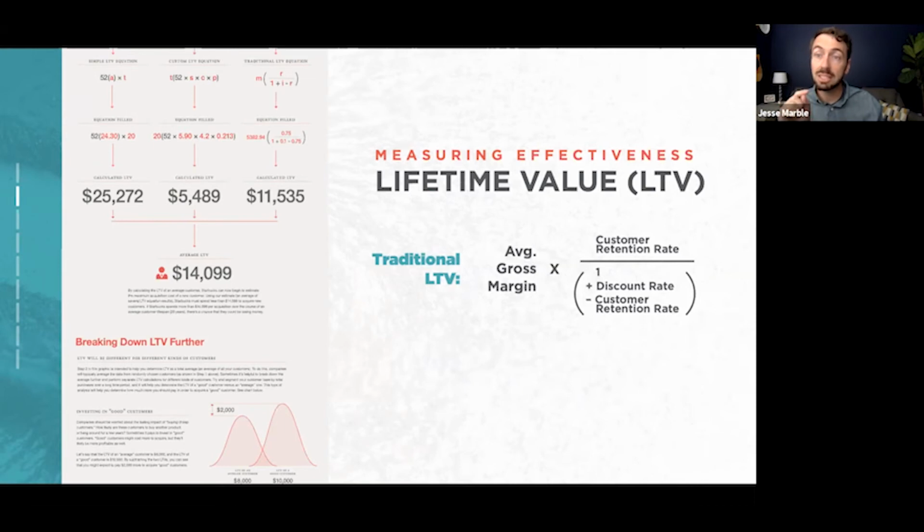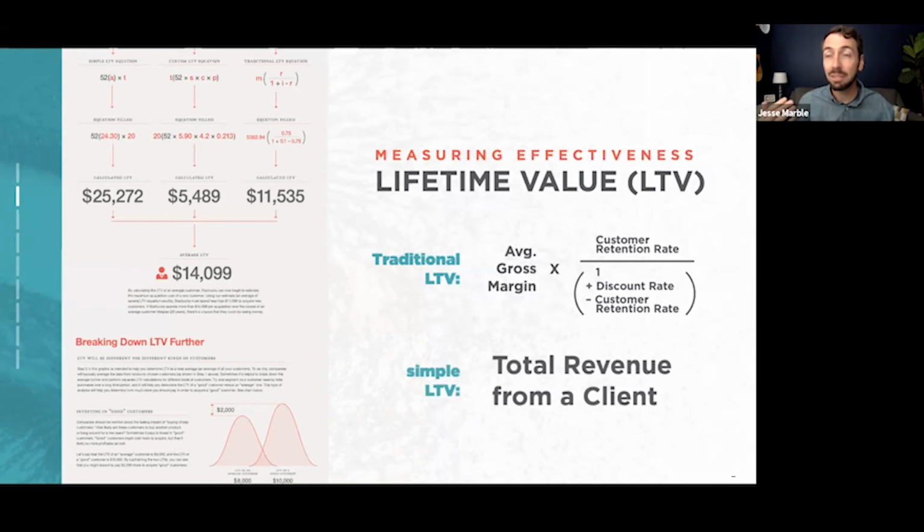So what you should see in here is gross margin, not revenue. You have retention and you have a discounted rate, which gives you what it's worth today. This is how LTV accounts for today as opposed to cash flow. Another way you can think of LTV is total revenue from a client, but that's not going to give you great accuracy in some of your planning.